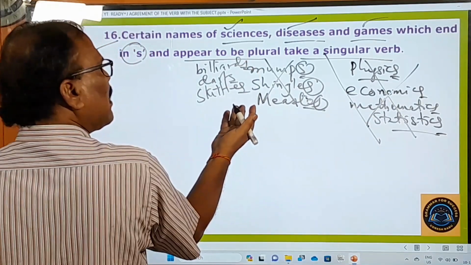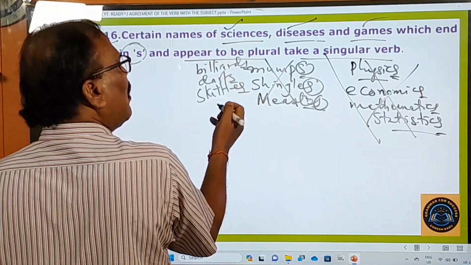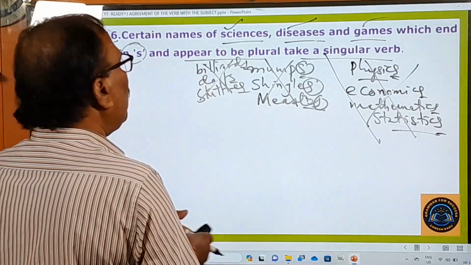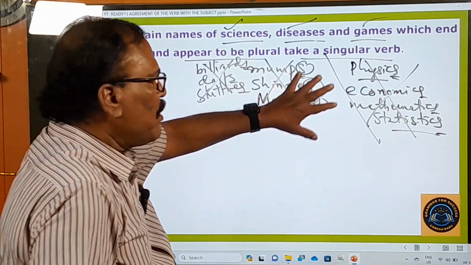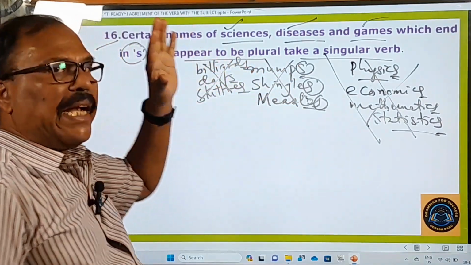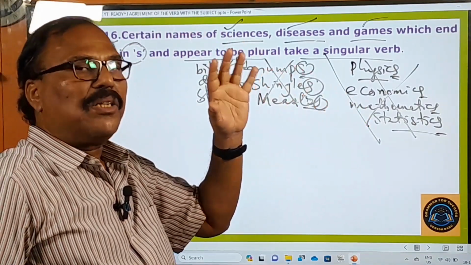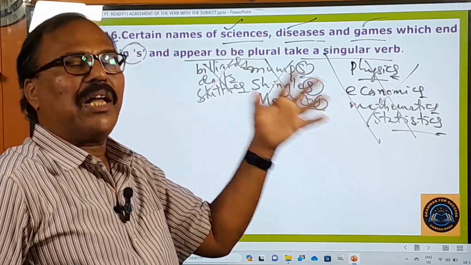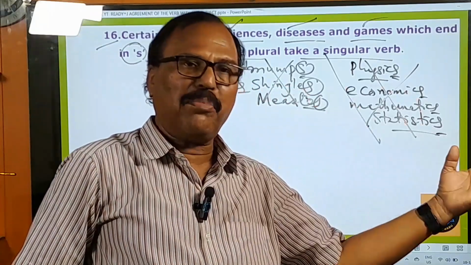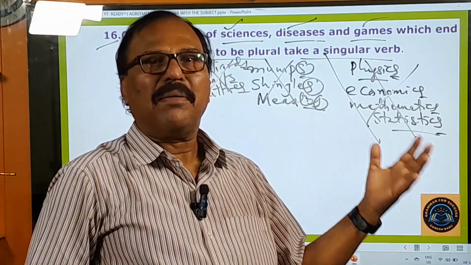These are all ending in "s", but they are not plural words, they are singular only. So don't get confused. That's what the rule tells you. Though they end in "s", names of sciences, names of diseases, names of games that end in "s", please don't think they are plural words, they are only singular words. Therefore they take a singular main verb or helping verb according to the basic rule.